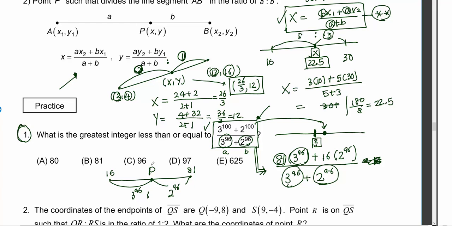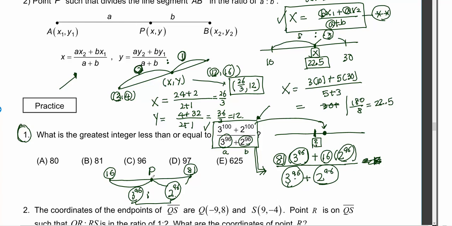How can you find the value of P? The sum of the ratio is what? 3 to the 96 plus 2 to the 96. Now multiply this side: 16 times 2 to the 96 plus 81 times 3 to the 96. That's right, the same form.